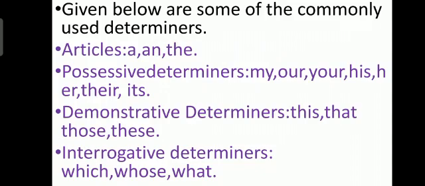Now given below are some of the commonly used determiners. Actually it is a huge category, but we learn some commonly used determiners over here. First one, articles a and the. Possessive determiners are second: my, our, your, his, her, their, its, etc. Now the third, demonstrative determiners: this, that, these, those. These words are used as both determiners and pronouns. Now next are interrogative determiners. The words which, whose, what are used as interrogative determiners.